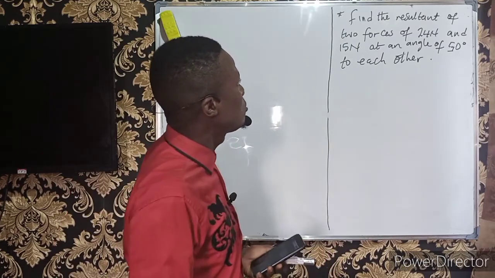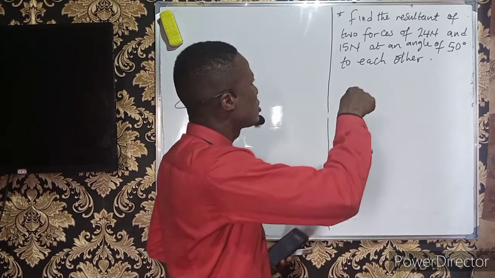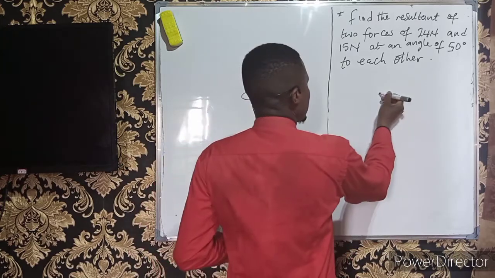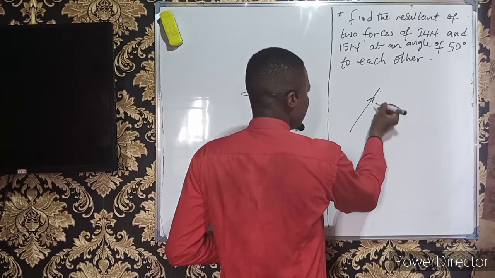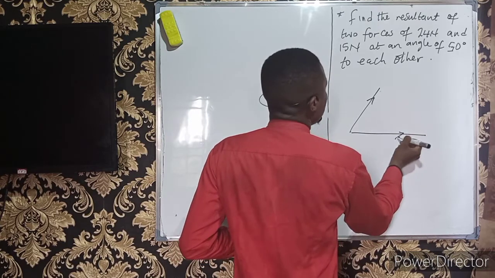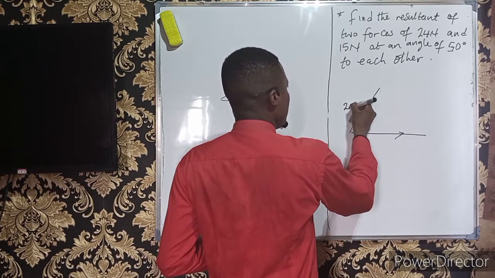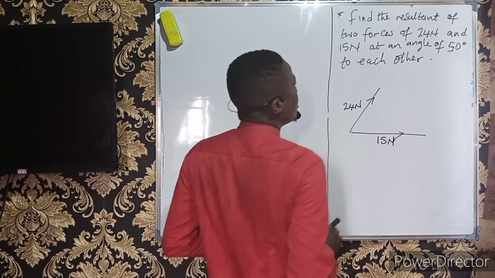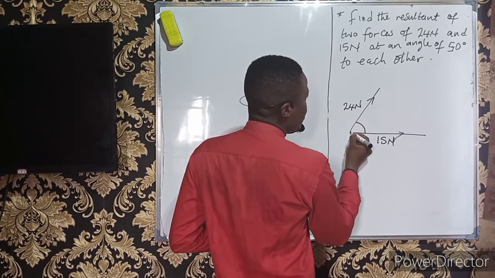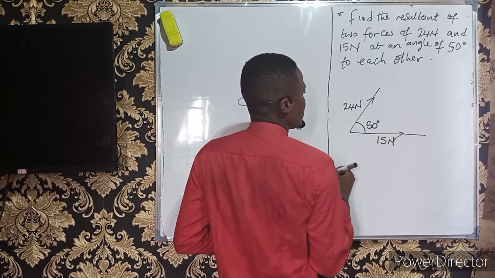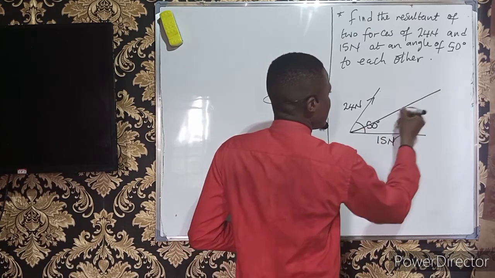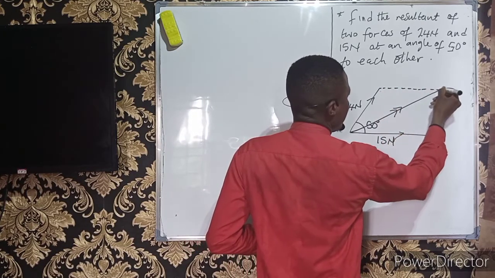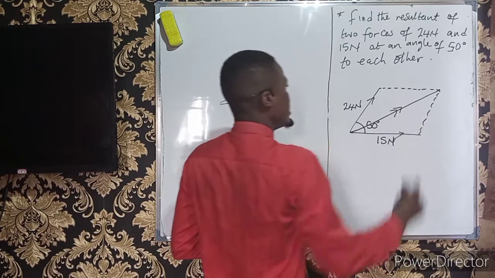Look at this question. It says: find the resultant of two forces of 24 Newton and 15 Newton at an angle of 50 degrees to each other. Let's suppose this is the first vector and this is the second vector. The magnitude of the first one is 24 Newton and the magnitude of the second one is 15 Newton, and the angle between them is 50 degrees. Now this can be the resultant.